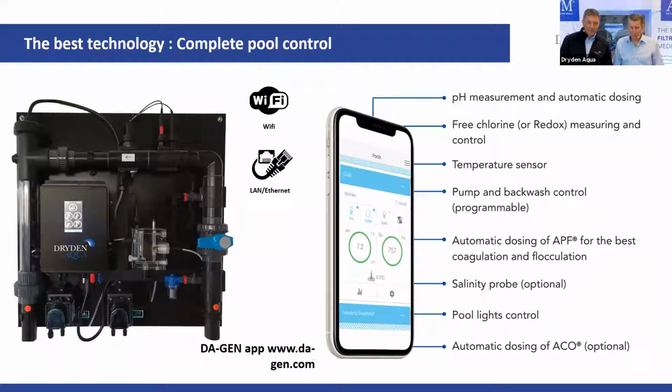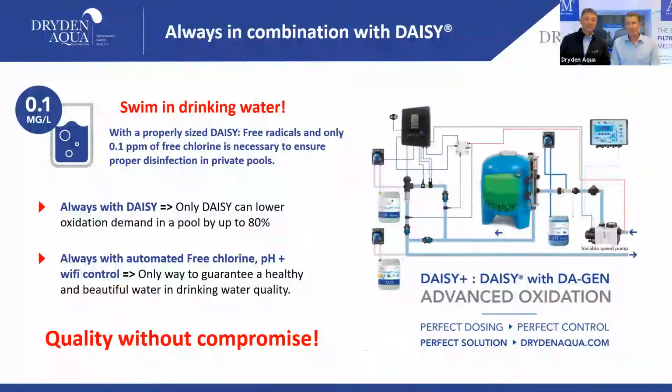Quite sophisticated, and it always comes with Wi-Fi. The beauty of this is that the pool owner always has his values. He can control them and change them. You as a pool builder can have all your pools on it, and you see if they are smiling, then it's all good. If they're not smiling, you can have a look. So you have control over your pools.